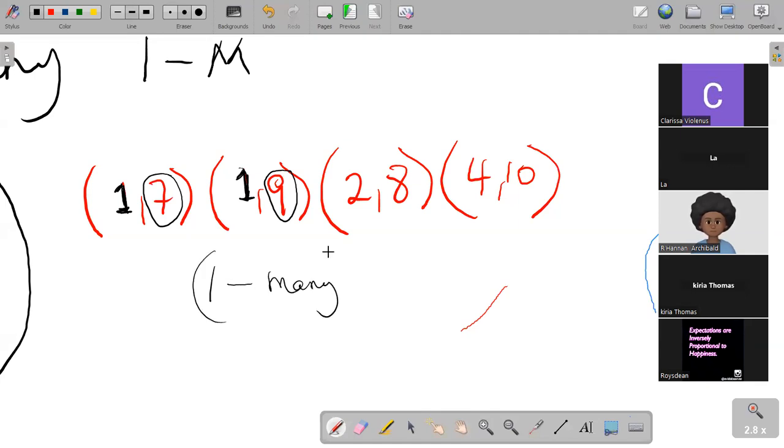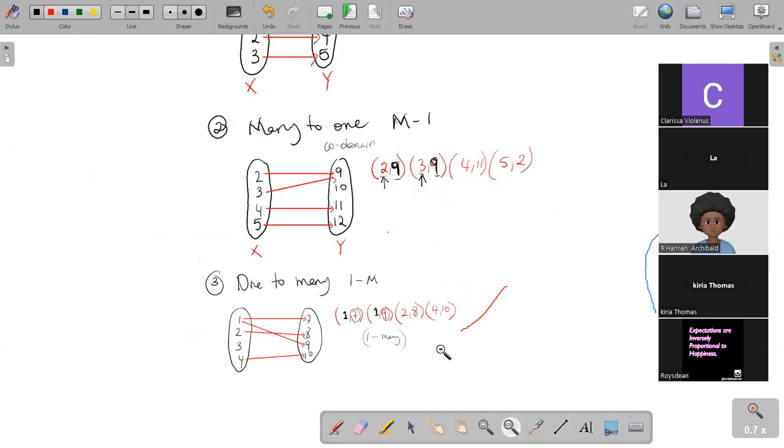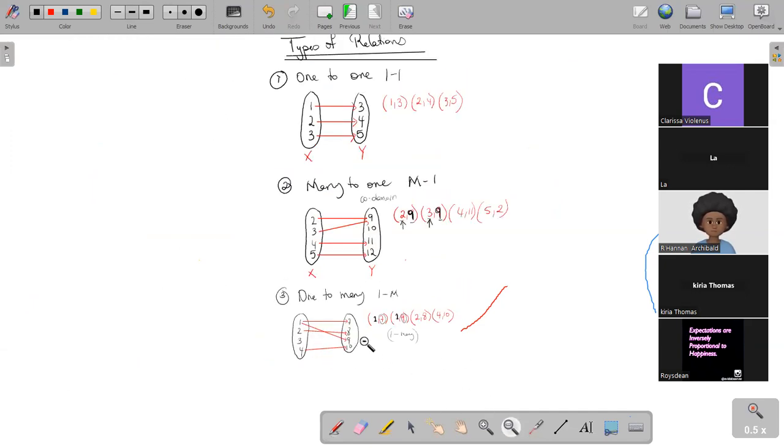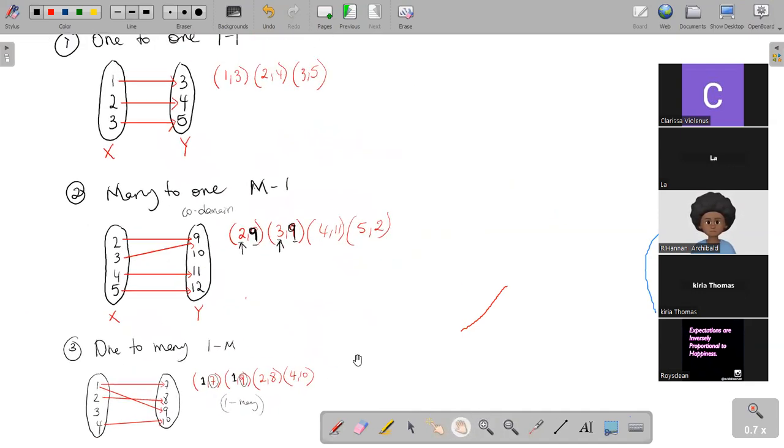All right. Everybody ready for your challenge? To see if you understand the different types. There is also many to many, but nobody cares about that. I'm going to be honest with you. So we don't really pay attention to the many to many. You just focus on these 3. Out of these 3, 2 of them are functions. Anybody know which ones are the function ones?